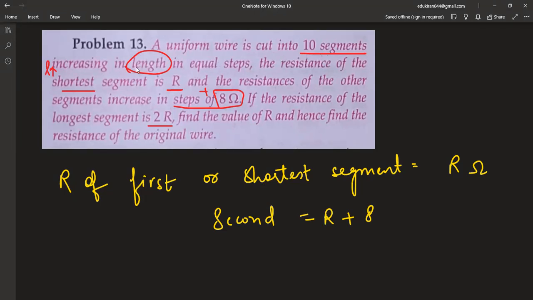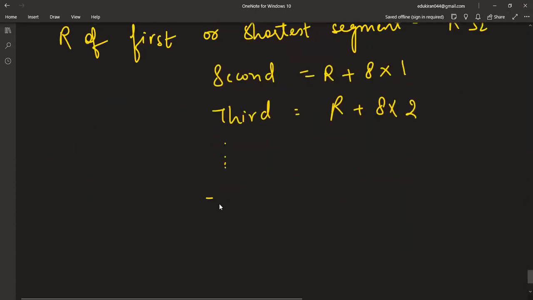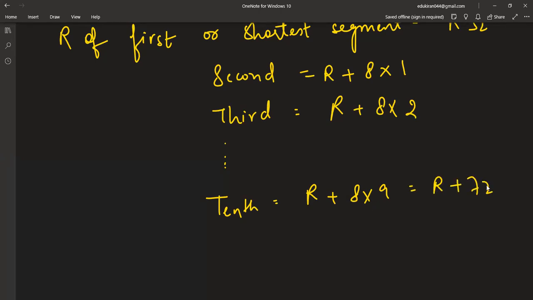A uniform wire is cut into 10 segments, increasing in length in equal steps. Resistance of the shortest segment is R, and the resistances of other segments increase in steps of 8. That is the first one. Then third segment, R plus 8 into 2, like this, right? Similarly, even if you talk about the 10th one, R plus 8 into 9. This is like a general formula that we have, which is equal to R plus 72.